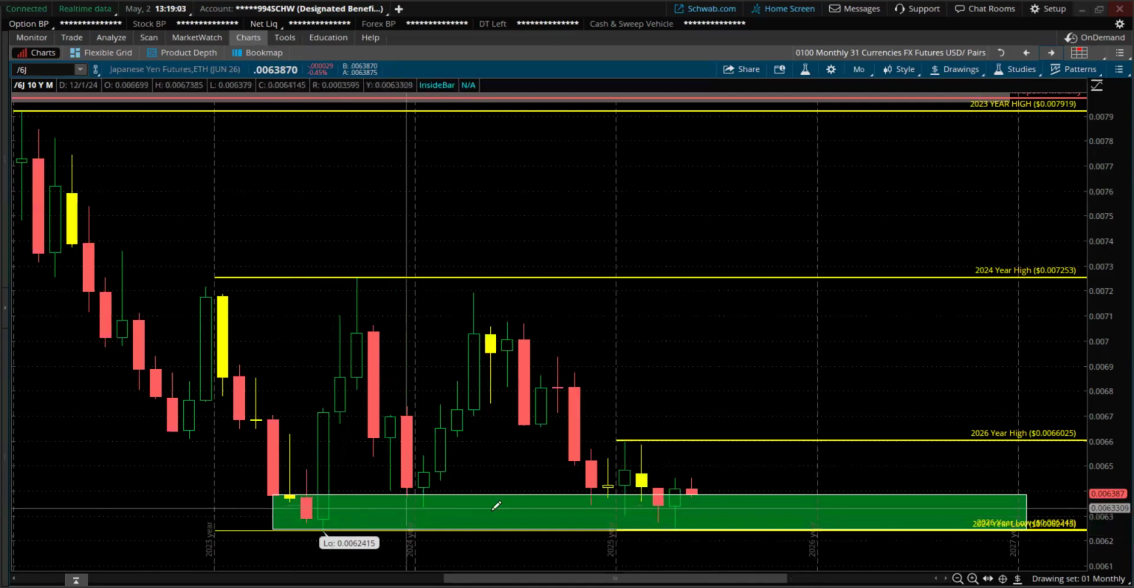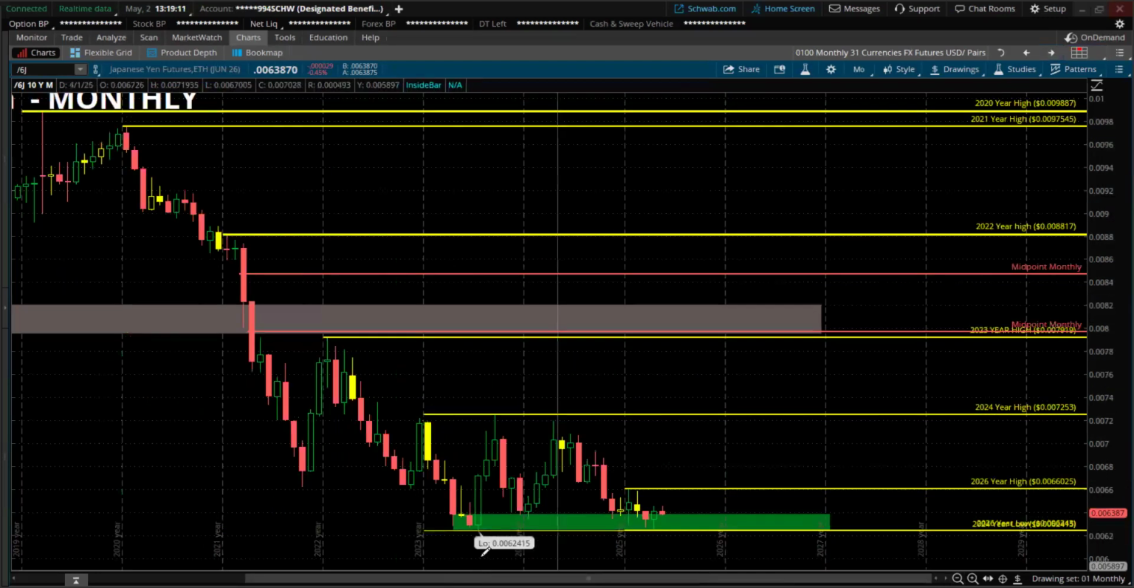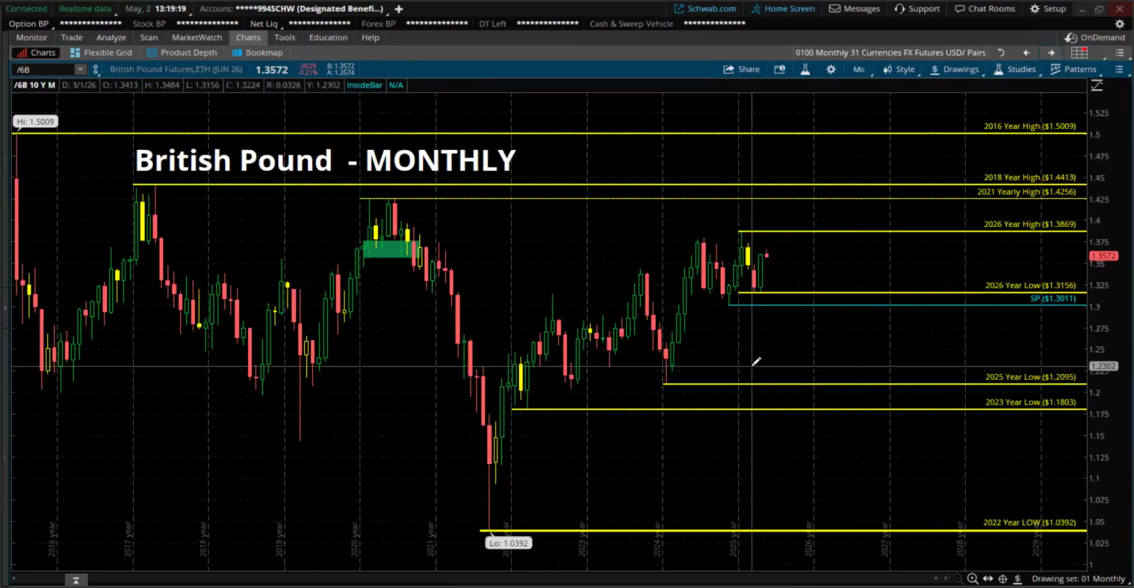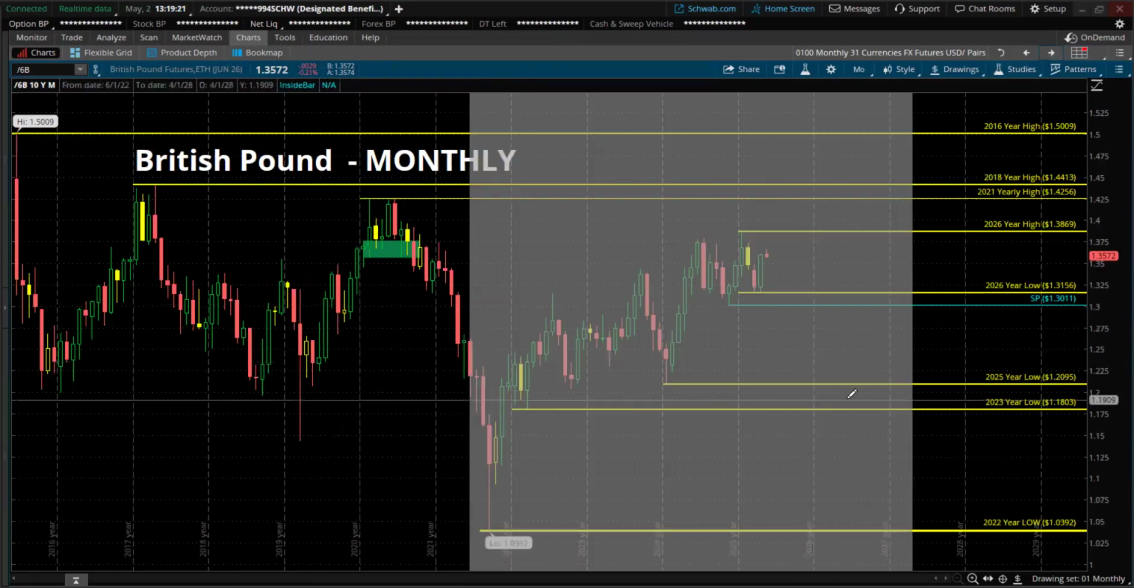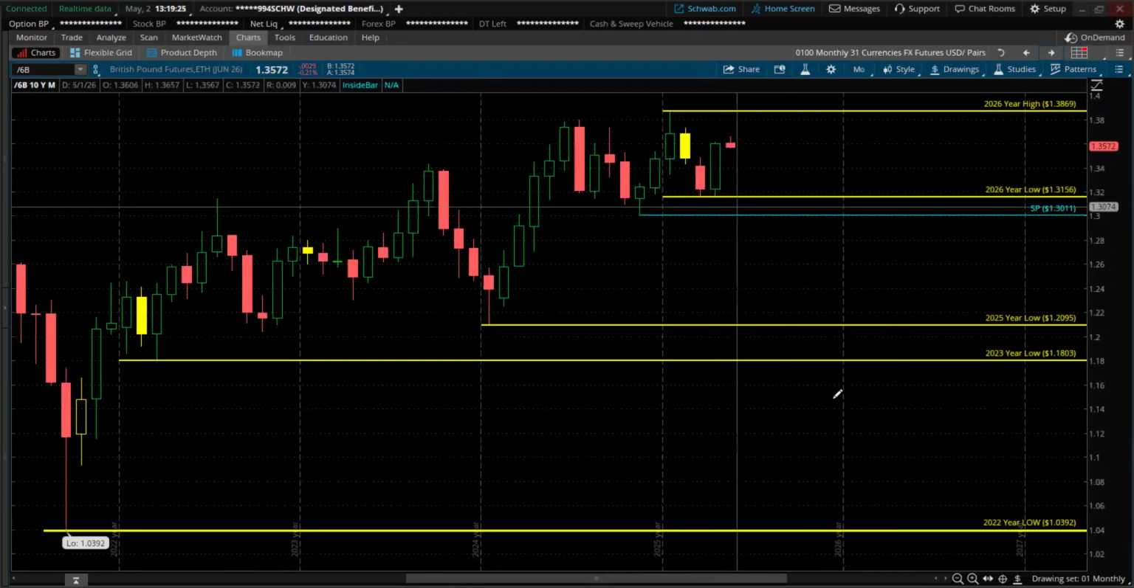This is a key level down here. If you're bullish, sweet spot to be looking to be part of the accumulation party. British pound. Big strong green candle last month. Nice big reversal.